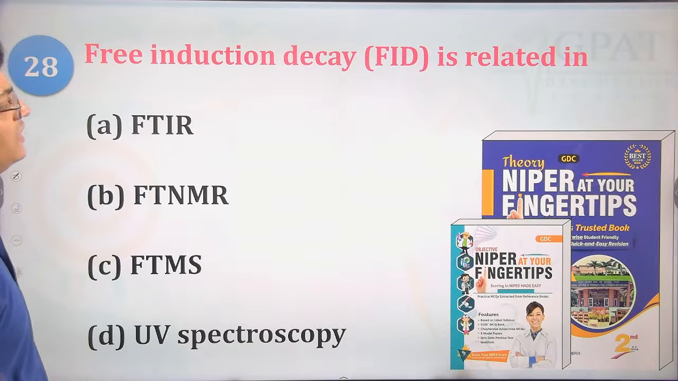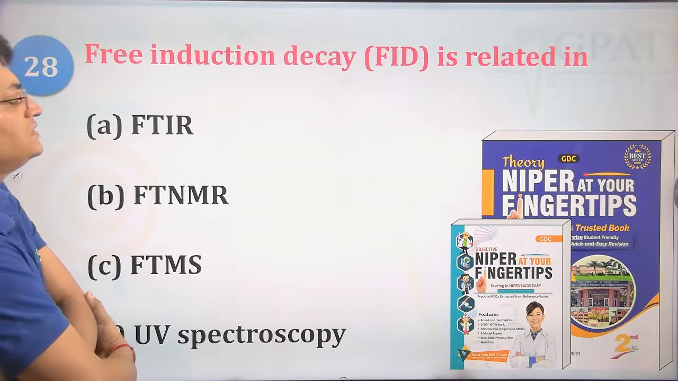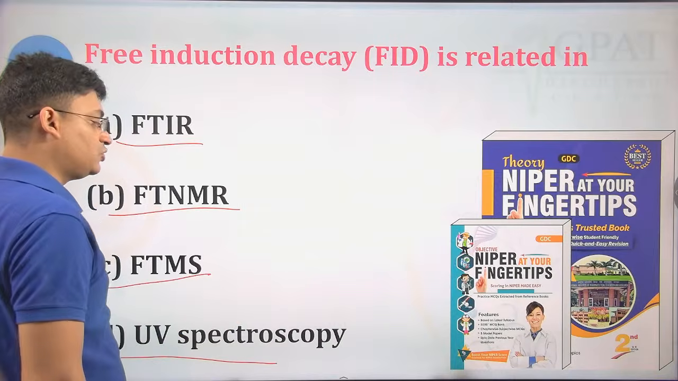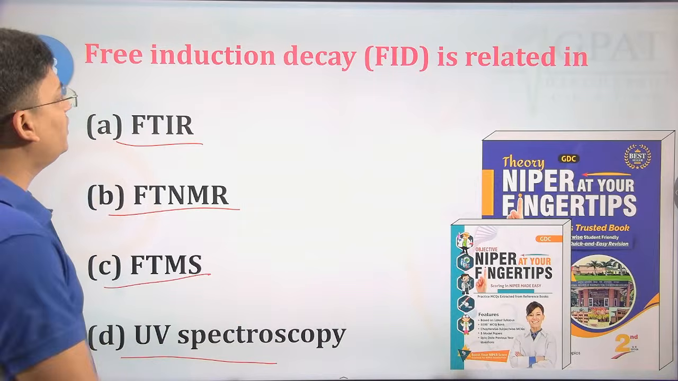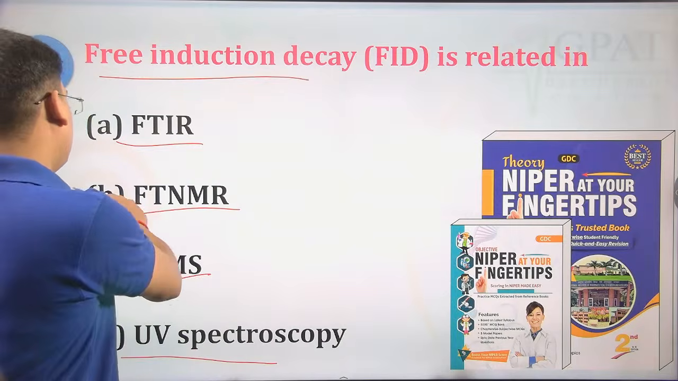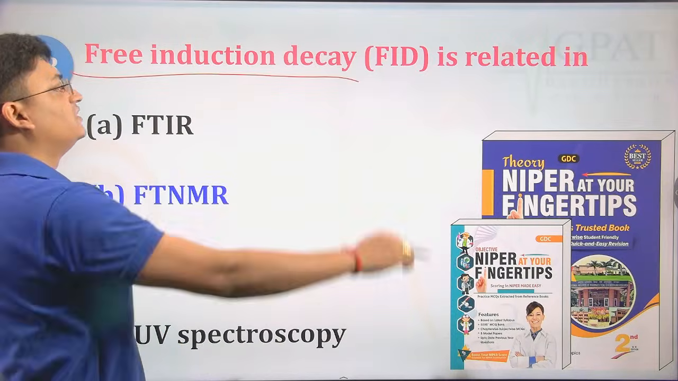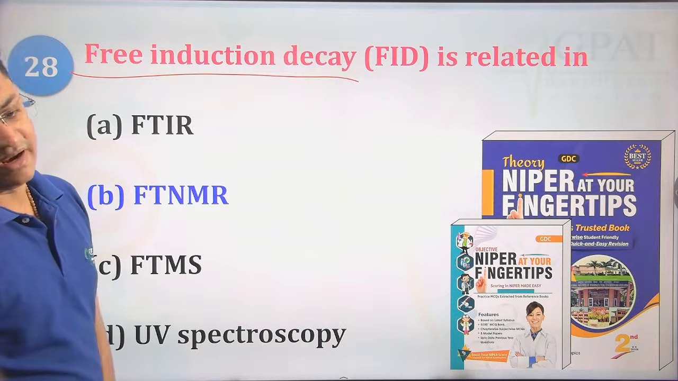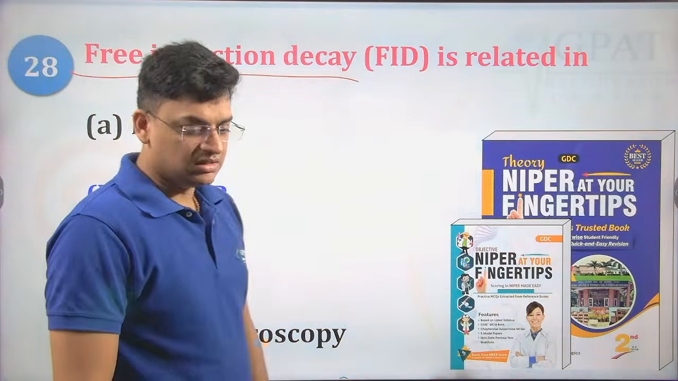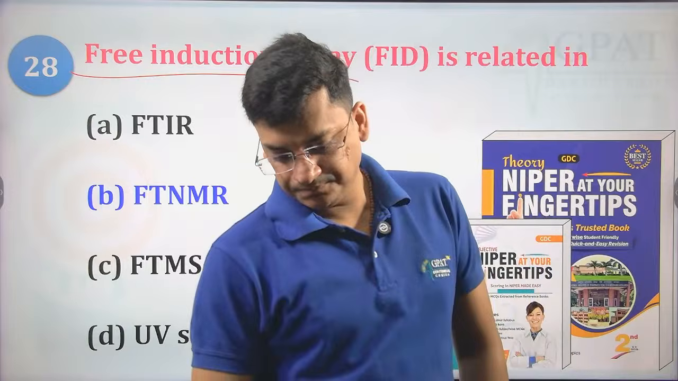Free induction decay, FID, is related to which technique: FTIR, FTNMR, FTMS, or UV spectroscopy? This is related to Fourier transform nuclear magnetic resonance spectroscopy. So FTNMR has a relation with the FID, that is free induction decay.